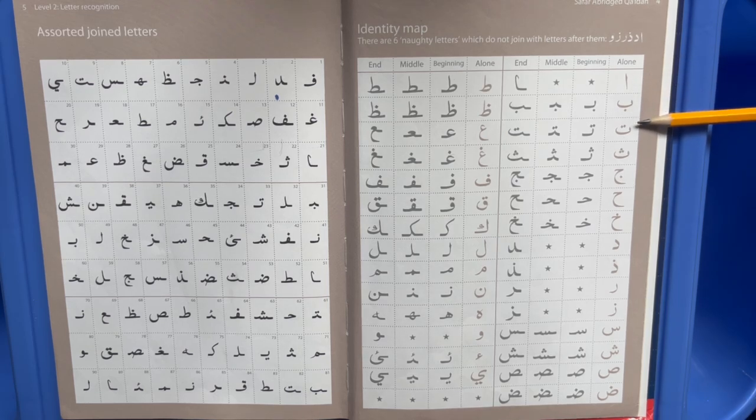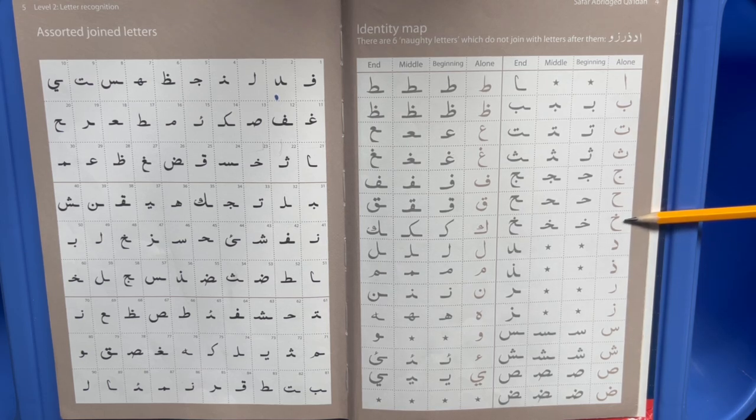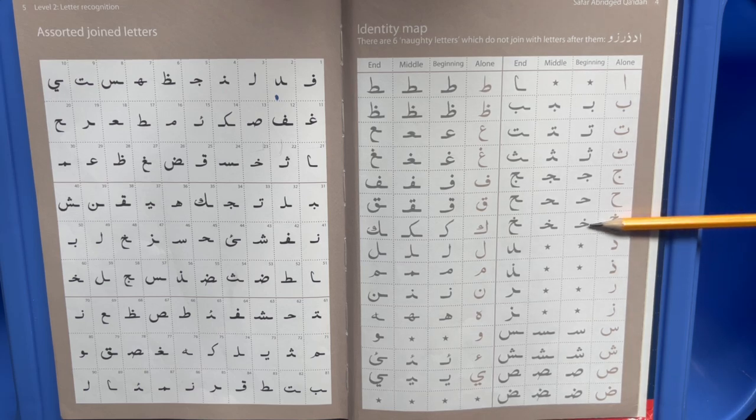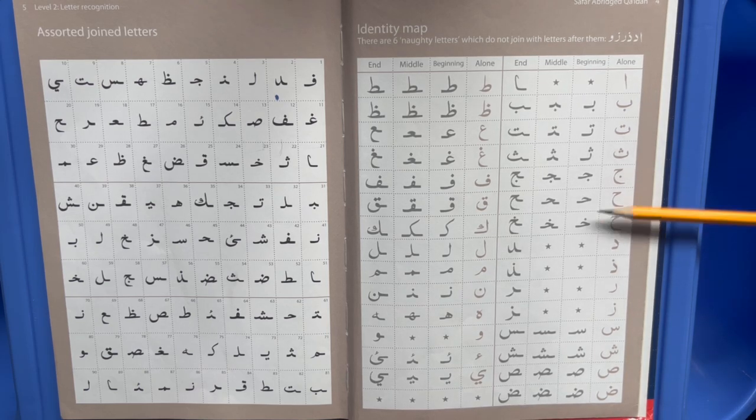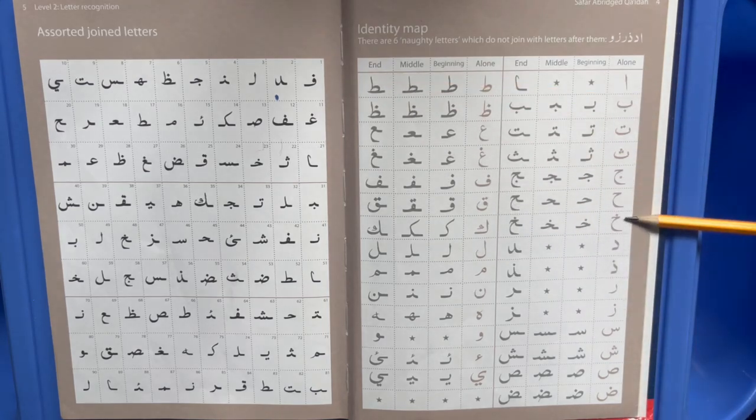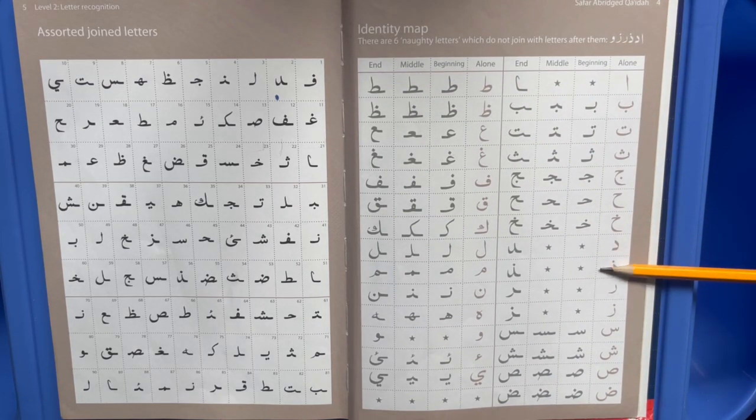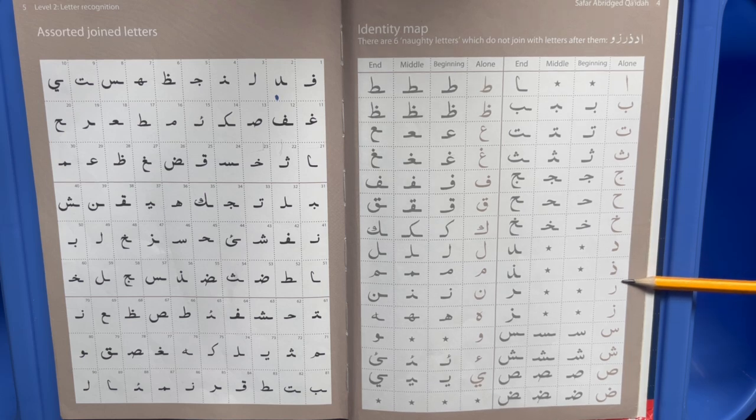Here is a dot at the bottom, that's 2 at the top. So we keep on moving until we find a dot at the top. Here we have a dot at the top. Could it be this letter? So we move across to the beginning and we see that the shape here is different to that one. So it cannot be this letter kha. So we keep on moving. Is it dhal? No, it's a different shape, so it can't be dhal. So we move. Is it za?